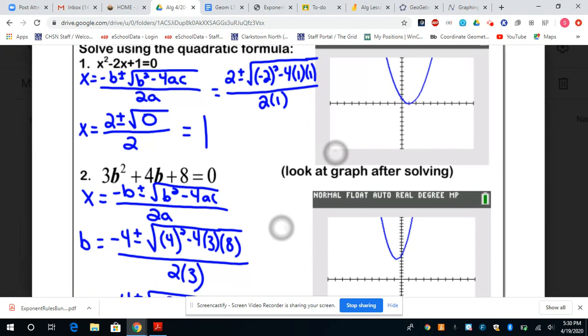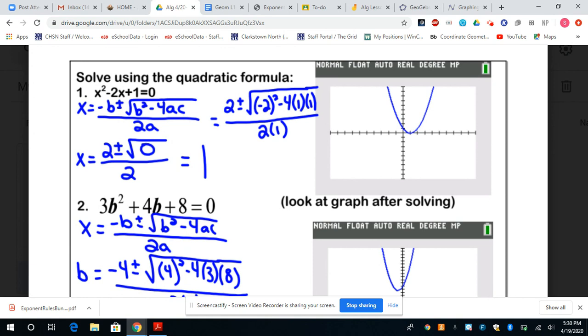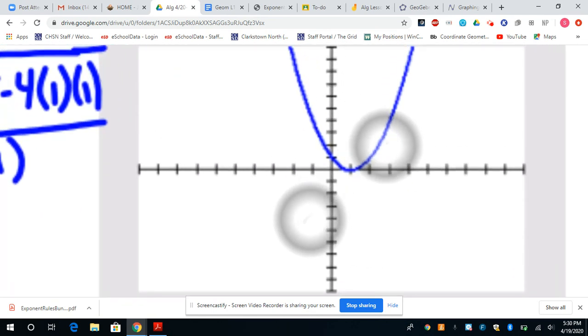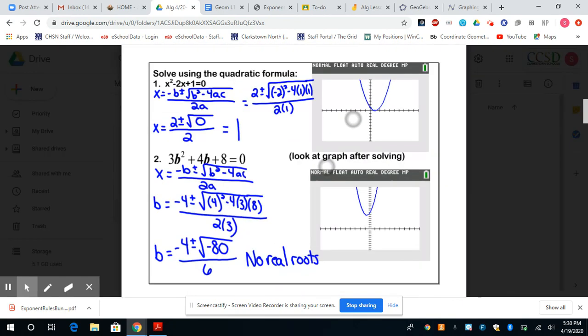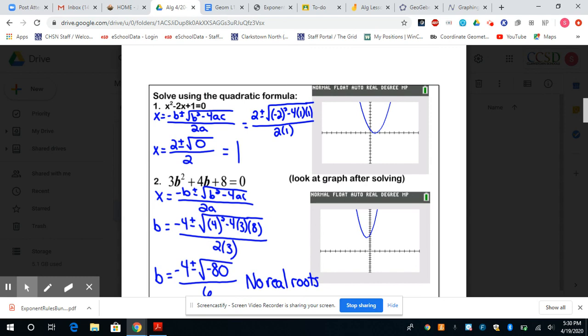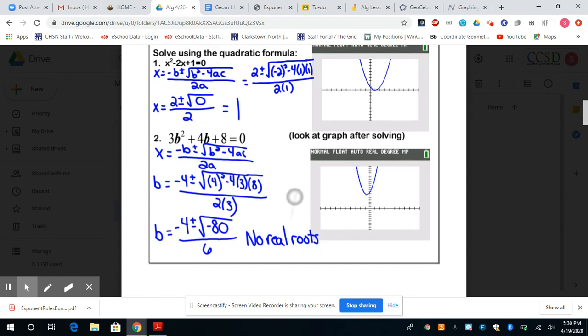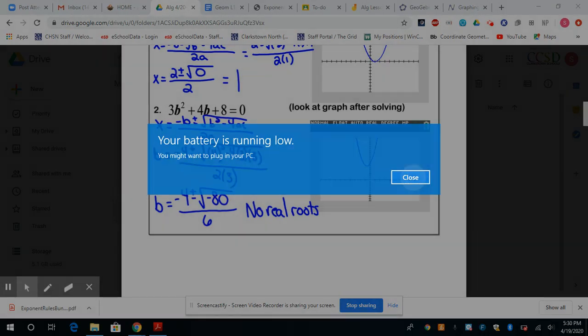So if you want to think about the rule, if you have a radical 0, what does that mean about the nature of the roots? How many roots are there going to be? Well, according to the graph, how many roots are there going to be? How many times is it going to cross the x-axis? Only once. Okay? So if you ever see a radical 0, you know you're only going to have one solution. Let's look at number 2.